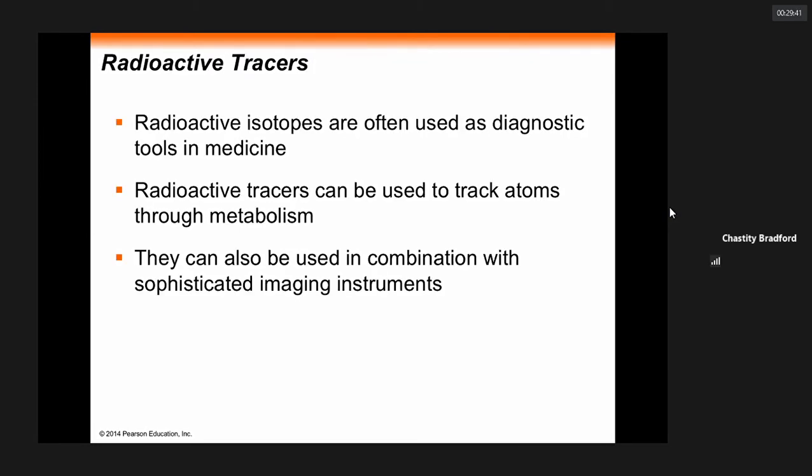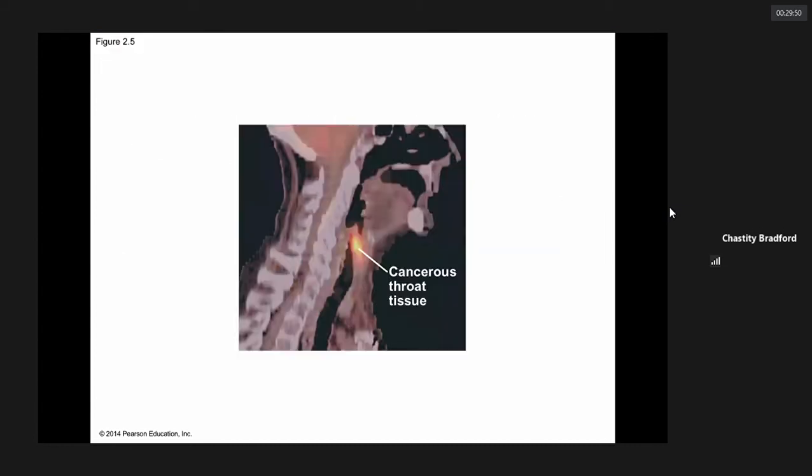So radioactive isotopes are used as diagnostic tools. We can use them to track atoms that are going through metabolism. Okay? So here's an example of cancerous throat tissue where someone has been given a radioactive dye, and that dye is utilized to detect the cancer in the throat of this patient. Because that radioactive isotope, every time the cell is going through metabolism, gives off energy. And you can see it there.